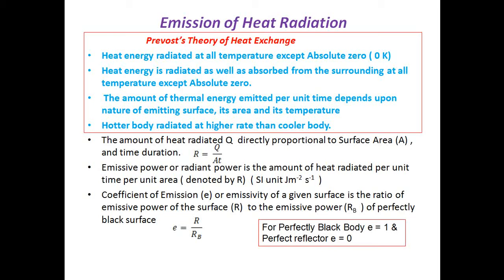Now we'll try to understand something related to what we call Prevost theory of heat exchange. Heat energy is radiated at all temperatures except absolute zero. Heat energy is radiated as well as absorbed from the surface at all temperatures except at absolute zero. The amount of thermal energy emitted per unit time depends upon the nature of the emitting surface, its area and temperature. The hotter body radiates at a higher rate than the cooler body.